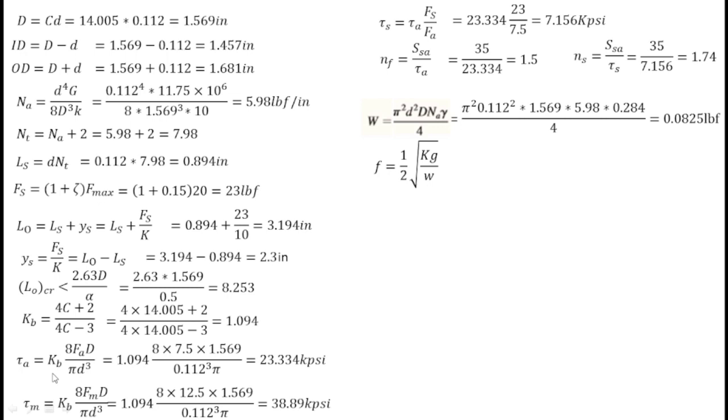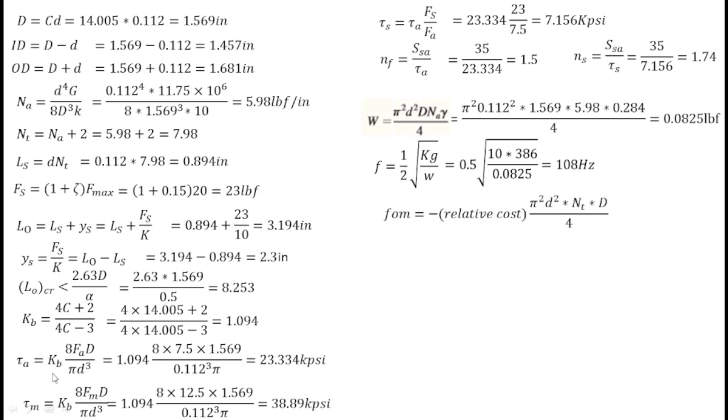And you know that frequency is equal to half of under root k into g divided by w. You know the value of k, that is 10, and the value of g, that is 9.8 meter per second square, and when you convert it into feet per second square, it will become 386 feet per second square. So putting these values, it will give you 108 hertz.